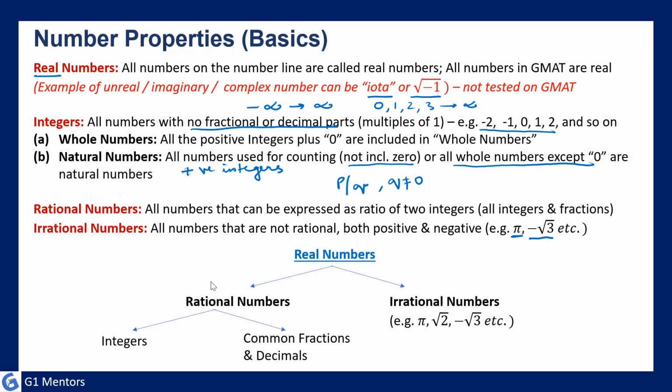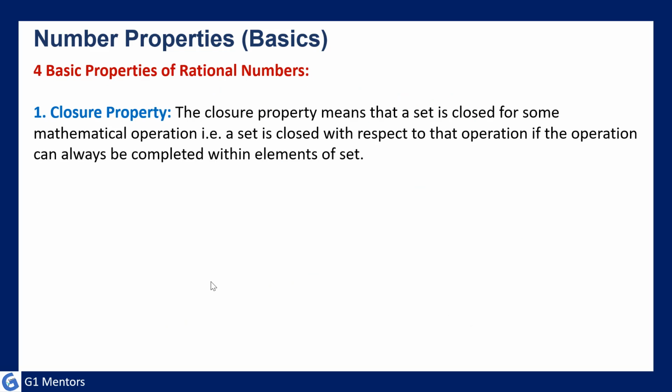So let us study some of the properties of rational numbers. There are 4 basic properties of rational numbers. The first property is called the closure property. Closure property means that a set is closed for some mathematical operations. For example, if I am adding an integer to an integer, I will get an integer only. This I'll explain in detail in the coming slides. So we can say that integers are closed under addition. This is called the closure property.